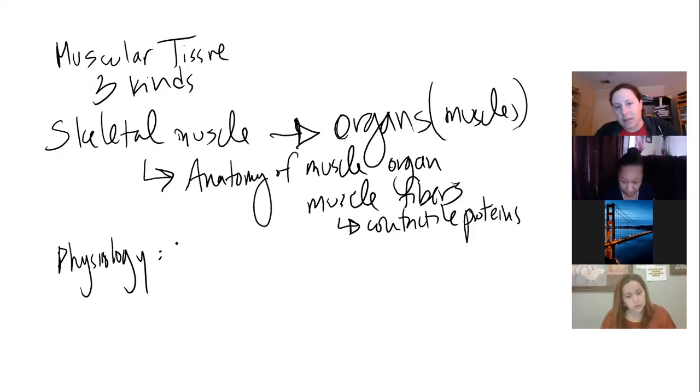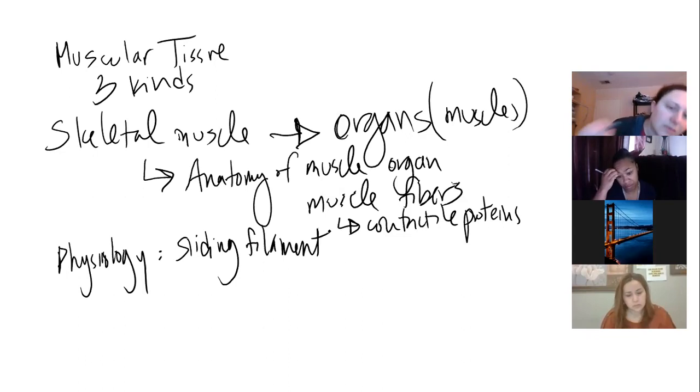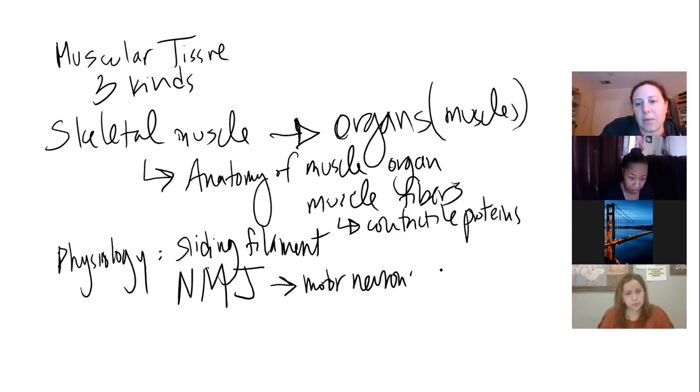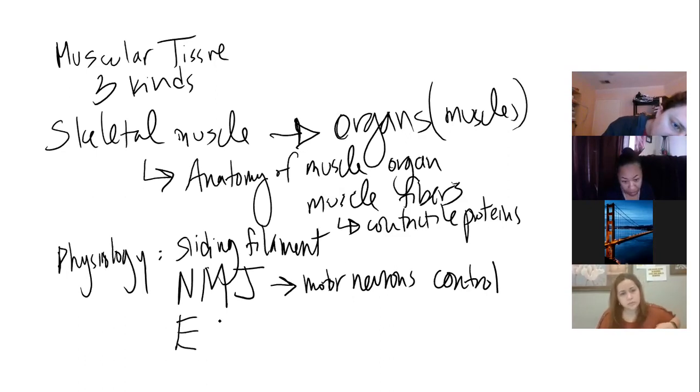And so when we start talking about it like we did, and this is typically how we teach it, we start at the level of the contractile proteins, right? And then we go out from there. So we're looking at the sliding filament model. And then that takes us to the events at the neuromuscular junction. So this is how motor neurons control muscle fibers. And then we want to know how the motor neuron actually leads to contraction.